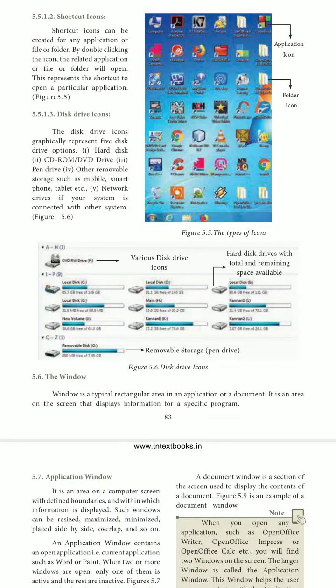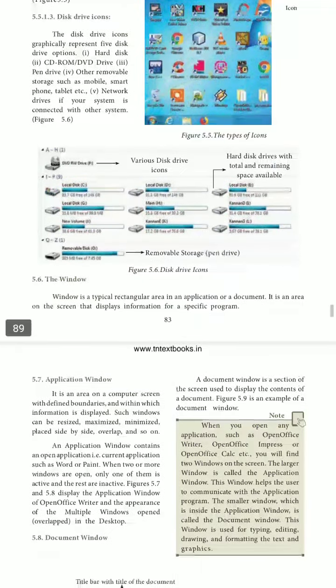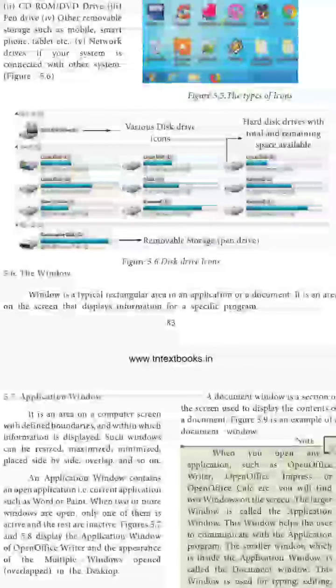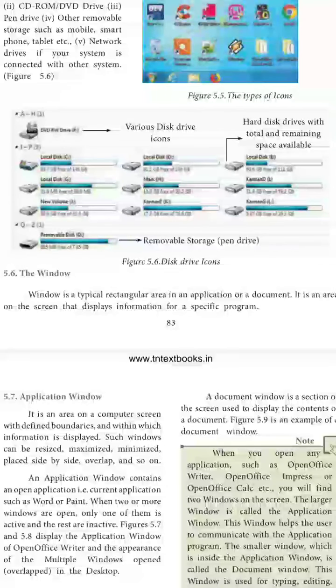Next is the windows. A window is typically a rectangular area in an application or a document. It is an area on the screen that displays information for a specific program. This is the whole window. There are different types of windows: application windows and document windows, and there are elements of windows.